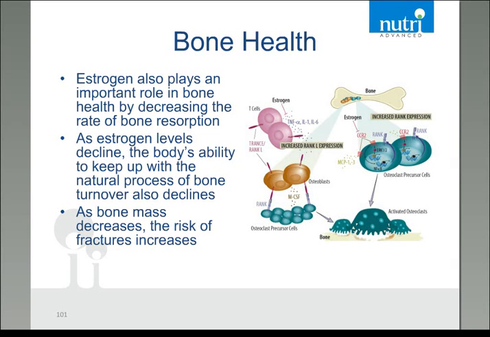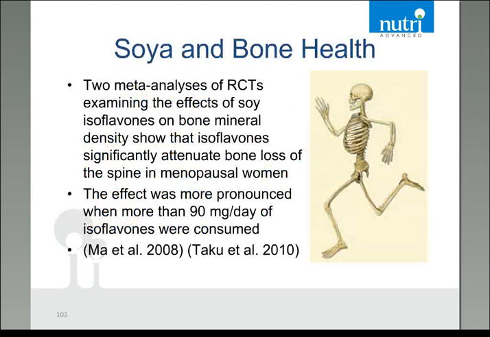Estrogen also plays an important role in bone health by decreasing the rate of bone resorption. As estrogen levels decline, the body's ability to keep up with the natural process of bone turnover also declines. As bone mass decreases, the risk of fractures increases. Two meta-analyses examining the effects of soy isoflavones on bone mineral density show that isoflavones significantly attenuate bone loss of the spine in menopausal women. The effect was more pronounced when more than 90 milligrams a day of isoflavones were consumed.